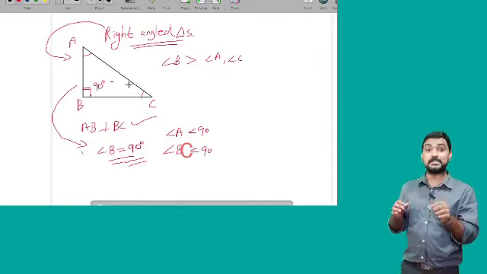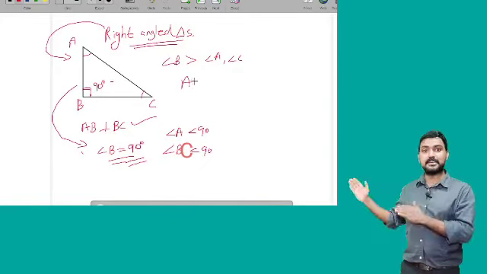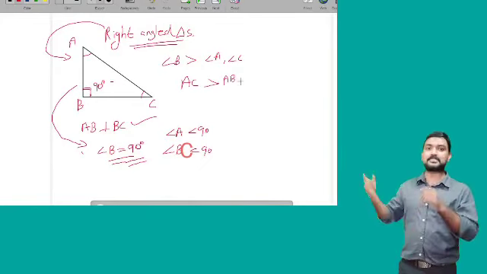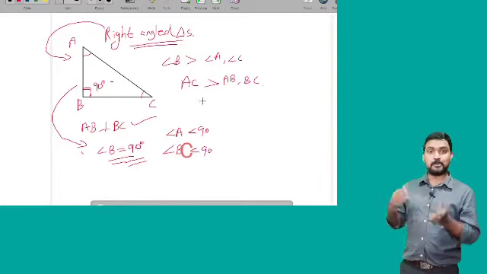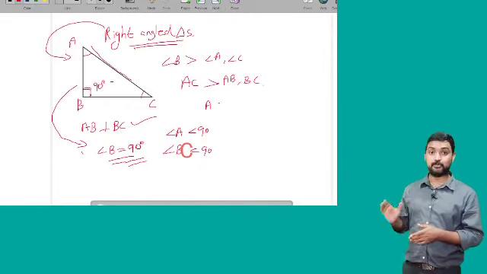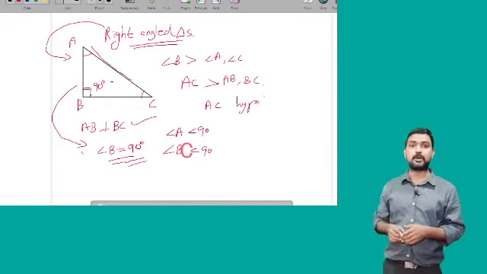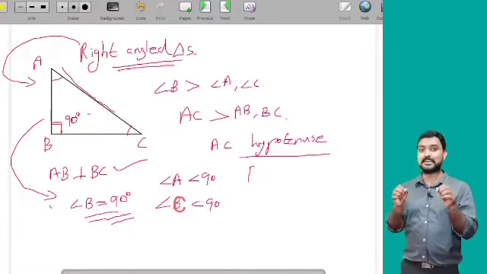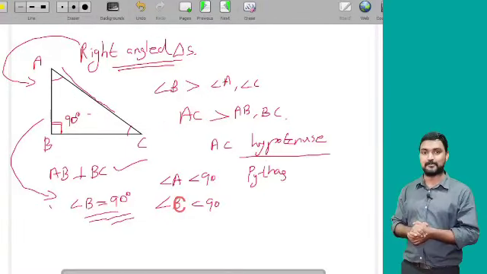So, angle B is the largest angle in this triangle. So, its opposite side is the largest side. The side opposite to the largest angle is largest. Therefore, this side AC is known as the hypotenuse. Hypotenuse is the largest side of the right-angled triangle.